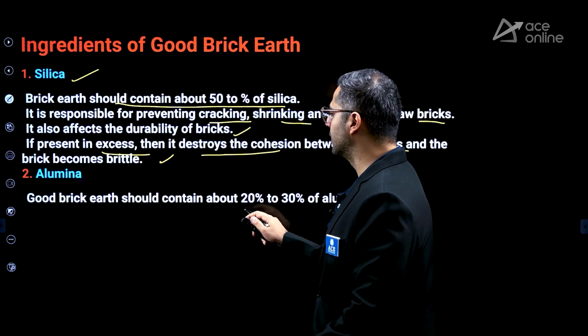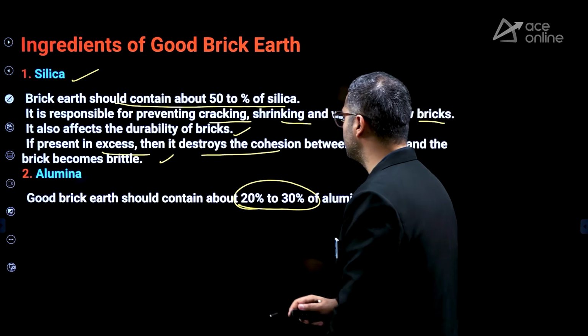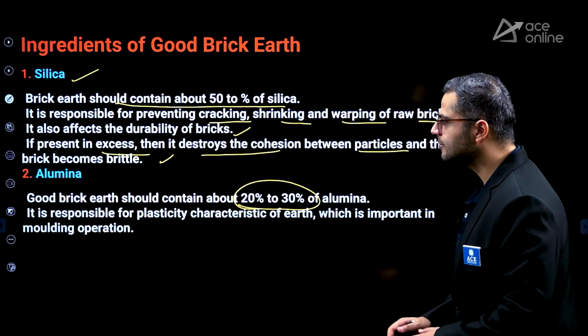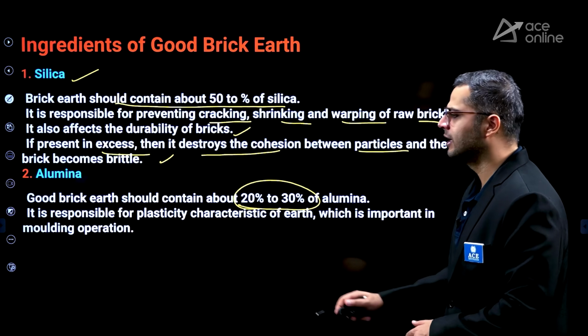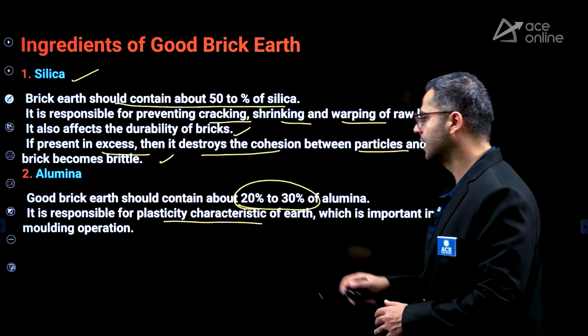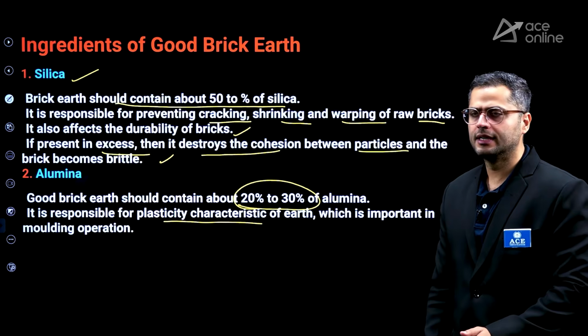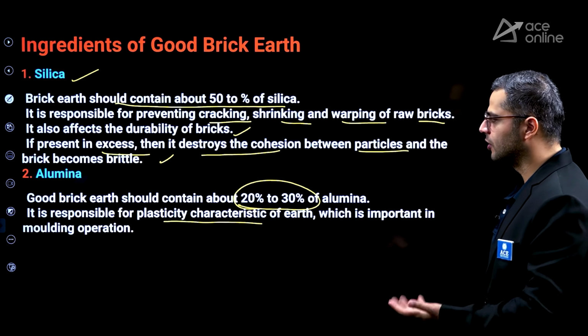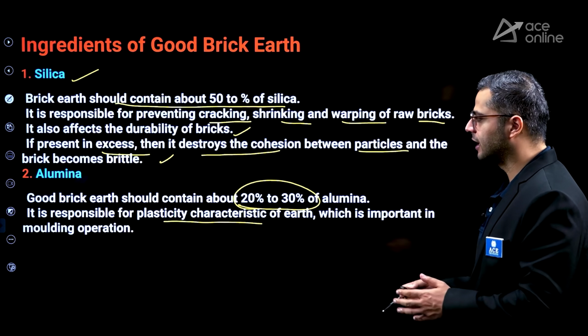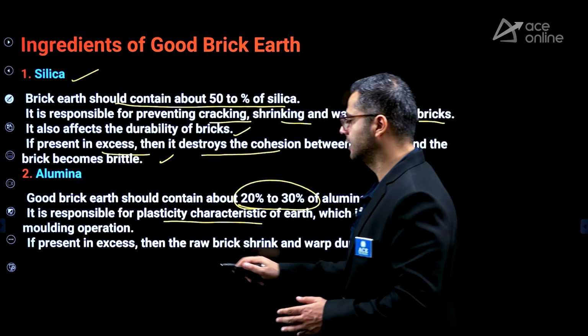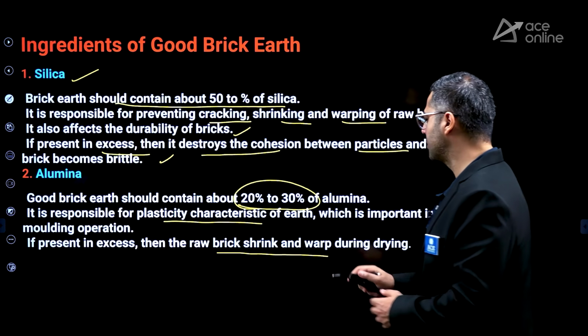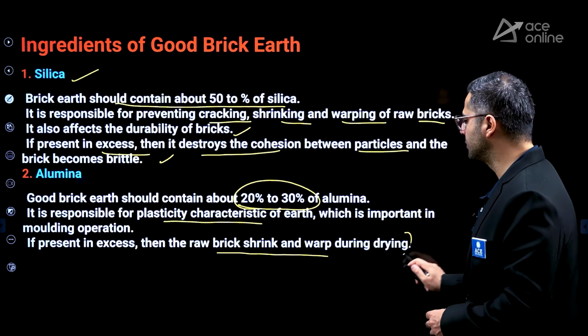Alumina in a good brick earth will be 20 to 30%. It is responsible for plasticity characteristics in the earth, the clay which is used to manufacture the bricks. If present in excess, raw bricks shrink and warp during drying. So this is the problem which was asked in the question.